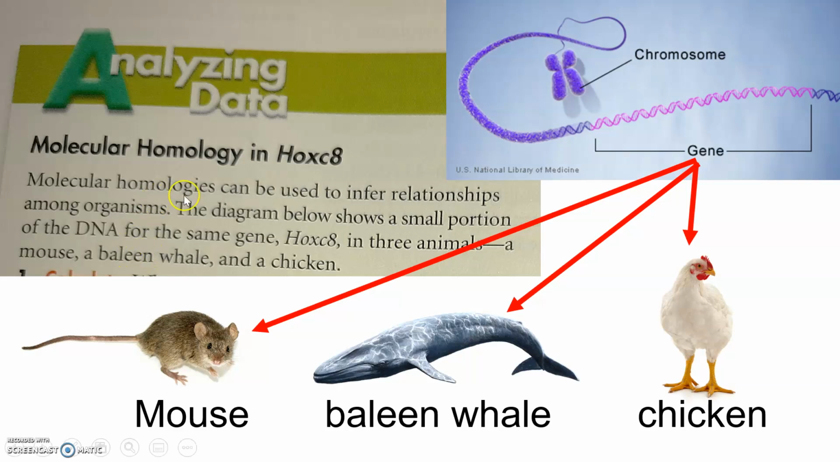Molecular homologies can be used to infer relationships among organisms. The diagram below shows a small portion of the DNA for the same gene, Hoxc8, in 3 animals, a mouse, a baleen whale, and a chicken. So we are looking inside the chromosomes of a mouse, a baleen whale, and a chicken, and we are locating the same gene, and we're looking for differences. We want to know who is more closely related.